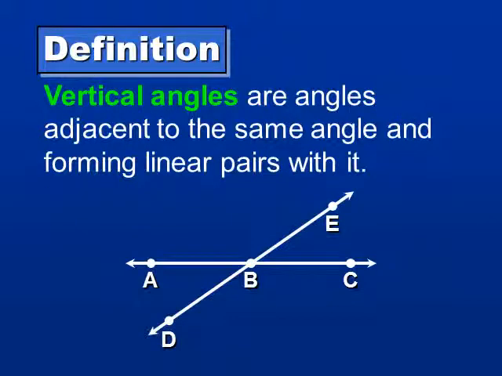Vertical angles are adjacent to the same angle forming linear pairs with it. So, for example, ABD is a vertical angle with EBC. Another way to think of vertical angles is to think of them as non-adjacent angles formed by two intersecting lines. That's how I prefer to think of it. They're opposite each other from the intersection.